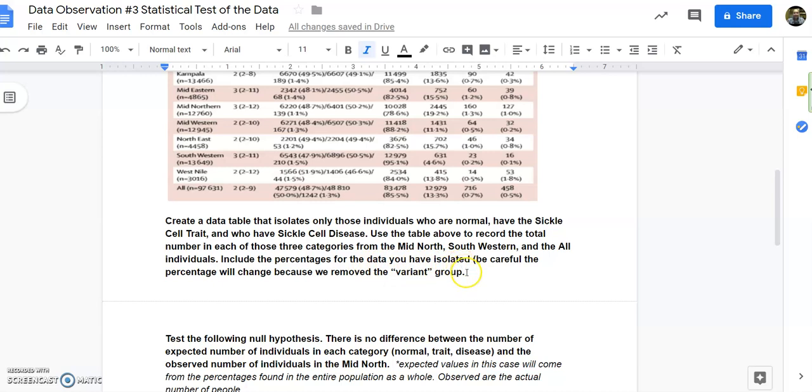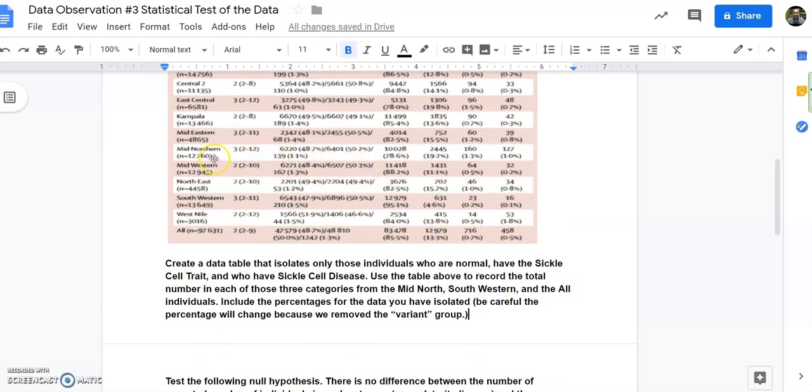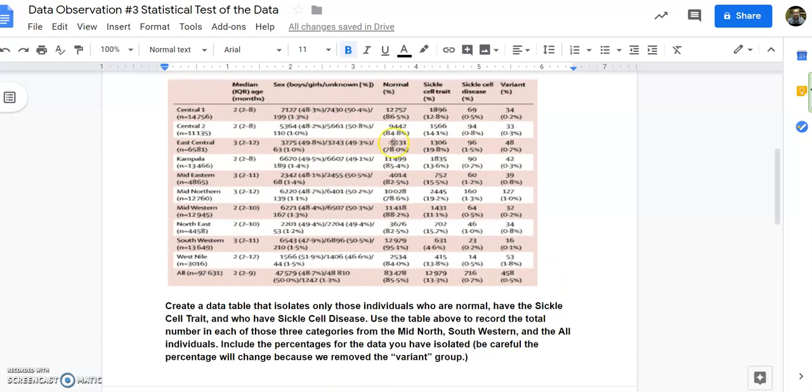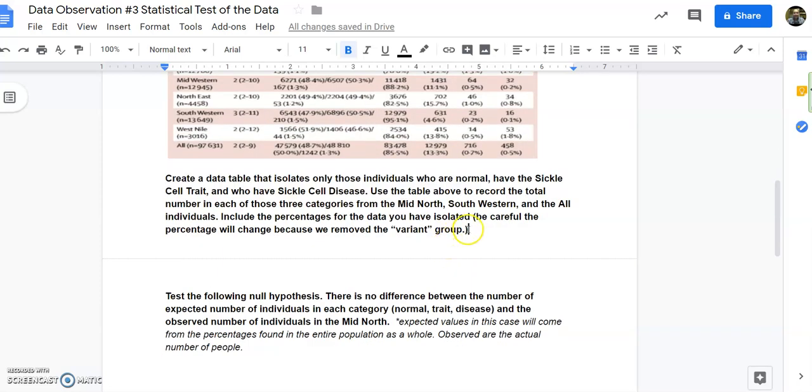Now, you got to be careful here because the percentages are going to be different. If you're looking at the mid-northern data here, it's saying 78.6% of the population is normal, right? But that includes 127 people in the variant group that you're not going to include. So you're going to need to add up all of these people and figure out what percent of this group is normal and what percent of this group has the sickle cell trait and so on. So you're going to need to update those percentages as well.